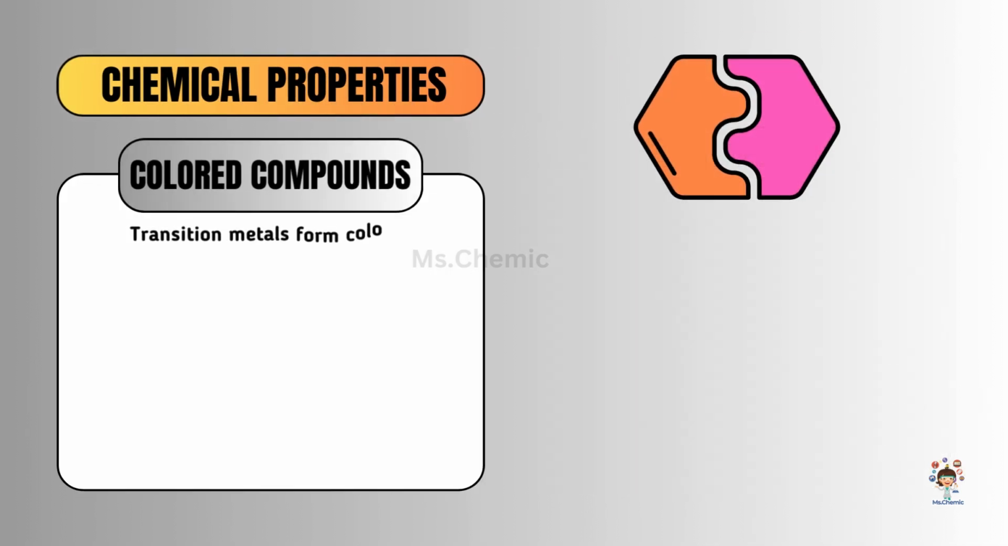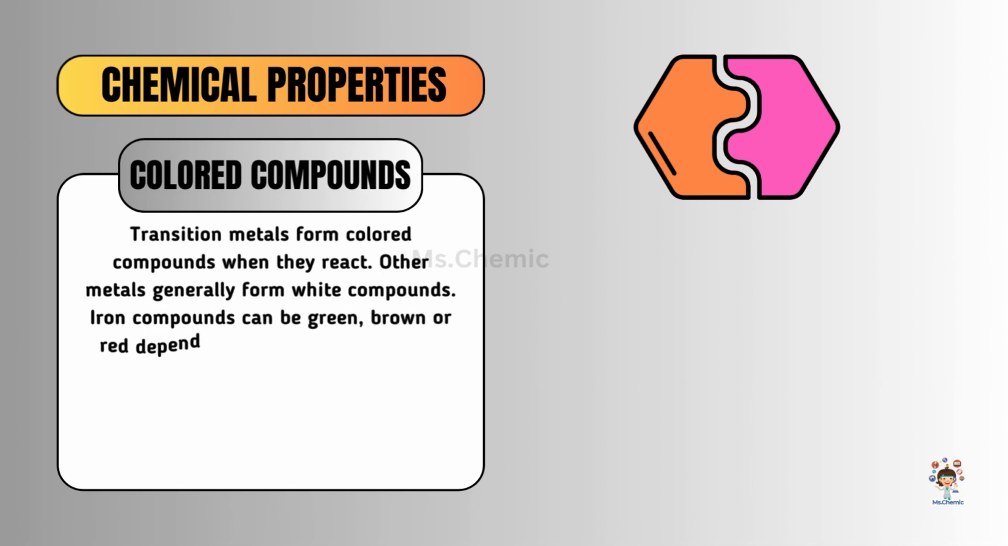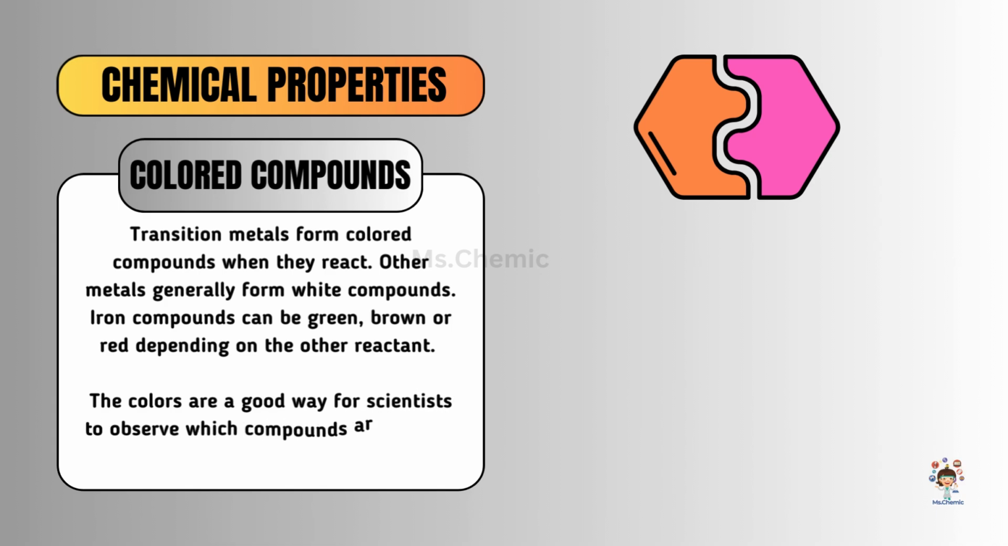Colored compounds. Transition metals form colored compounds when they react. Other metals generally form white compounds. Iron compounds can be green, brown or red depending on the other reactant. The colors are a good way for scientists to observe which compounds are present in a substance.